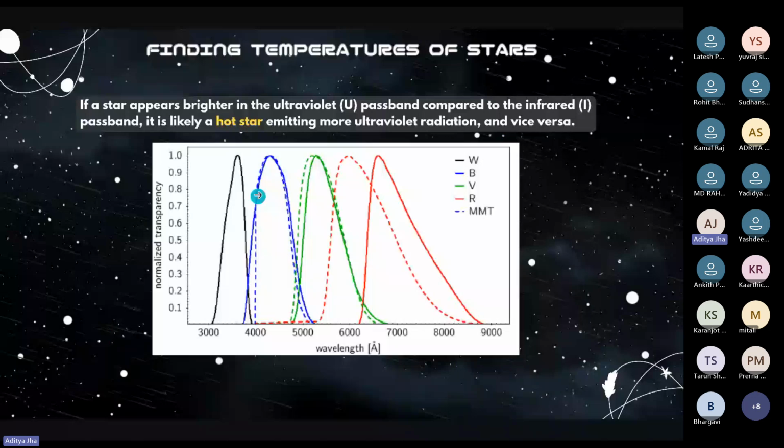And you can see that this is a graph of, let's say, using different filters. So if we use the filter filtering blue or something, then you can see that it will be transparent for wavelengths around the blue region, but it won't let any other wavelength pass through it.